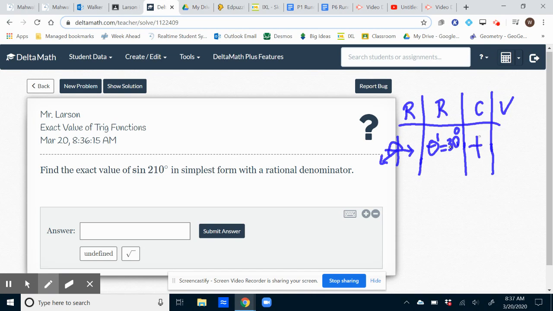Okay, CAST. Or in quadrant order, it's All Students Take Calculus. In quadrant 3, only T, tangent, and its reciprocal cotangent are positive. So since this question asks about sine, it's got to be negative.